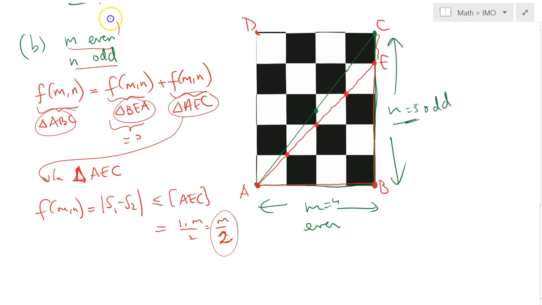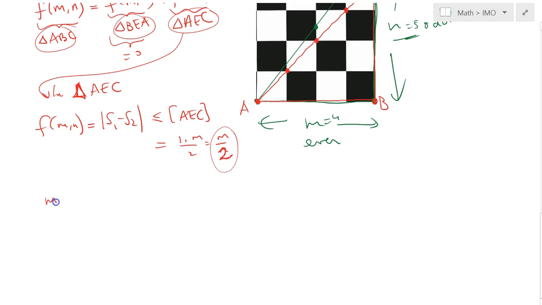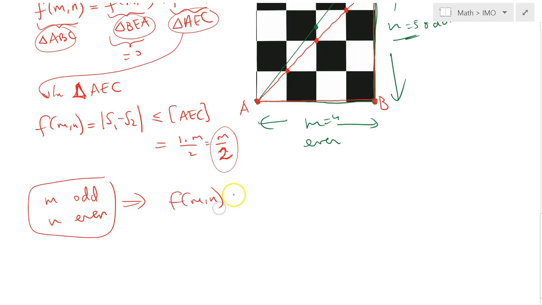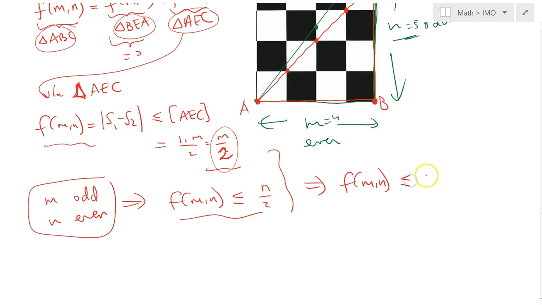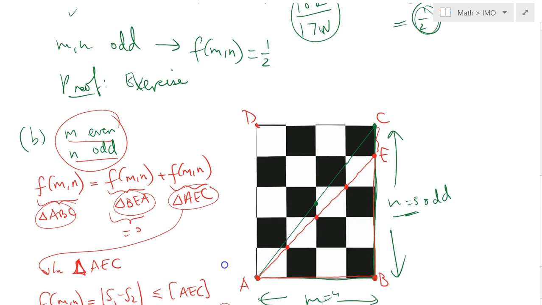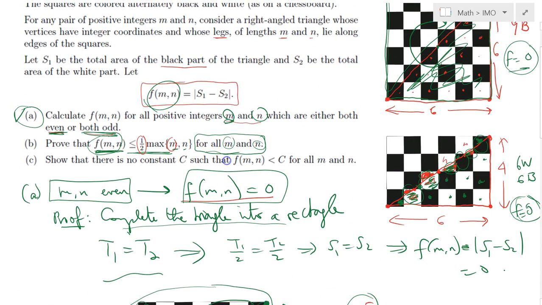Now let's also consider the other alternative case, if m is odd, n is even. Analogously, you can figure out that f of mn would in fact be less than or equal to n over 2. So combining these two results together would imply therefore that when the parities are not the same, f of mn will definitely be less than or equal to 1/2 the maximum of m and n. That concludes the second part, part B of this problem.